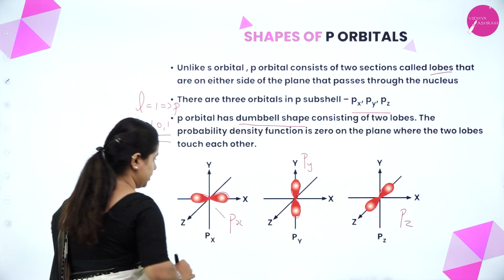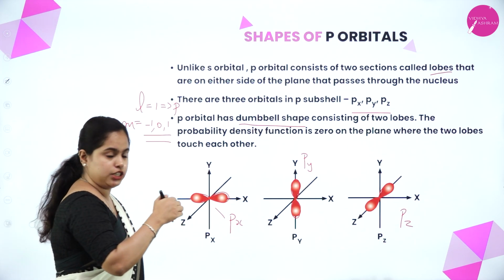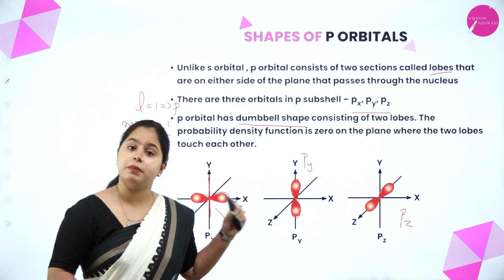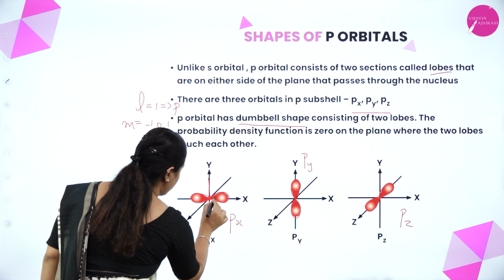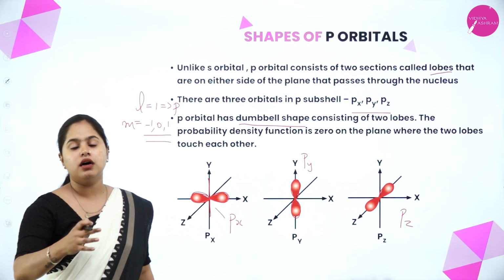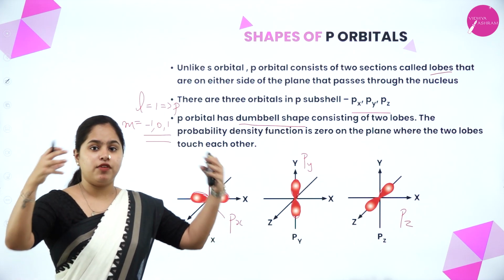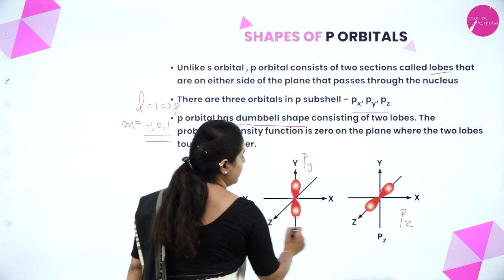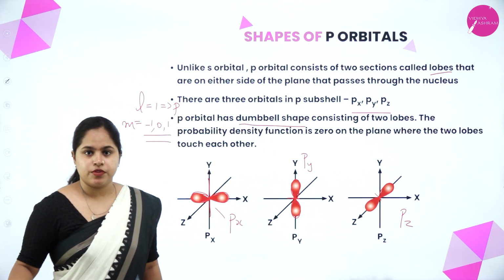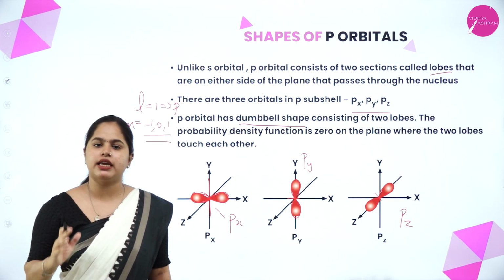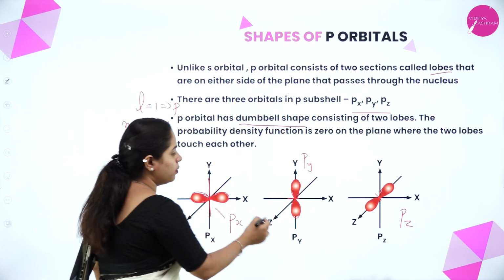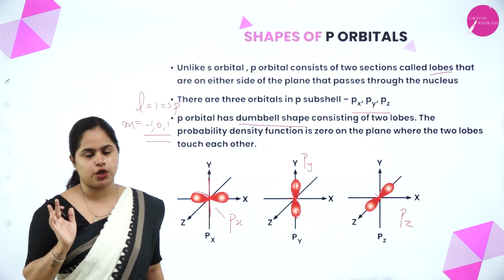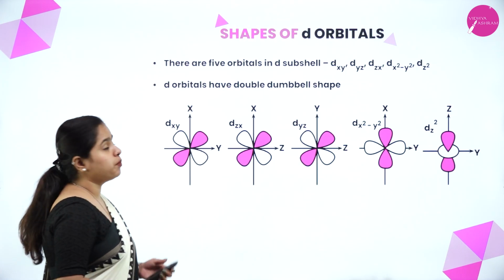So where the two lobes are touching each other, this plane will have zero probability of finding an electron. In the two lobe areas, the probability of finding electron is maximum. But where these two lobes are touching each other, as you can see, that plane will have zero probability of finding electron. So the probability of finding electron will be maximum in the lobes, and where they touch each other, it will be 0. Yes. So moving on to the next one, shape of d orbitals.